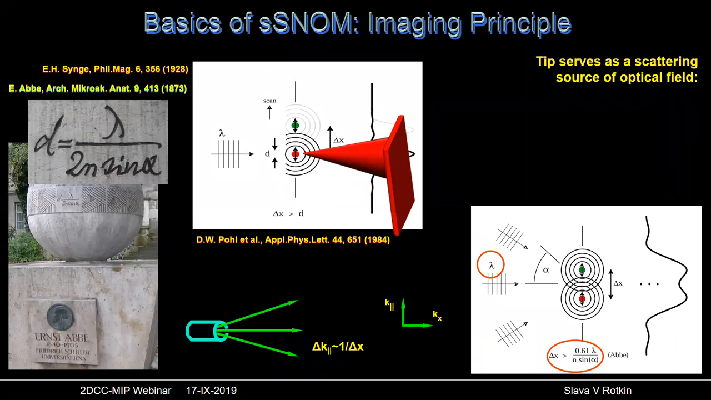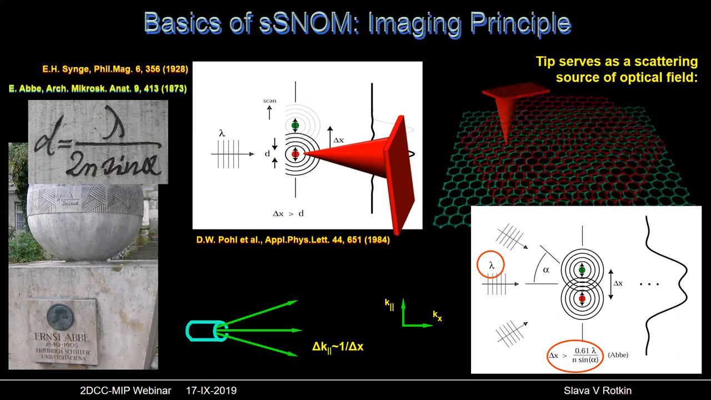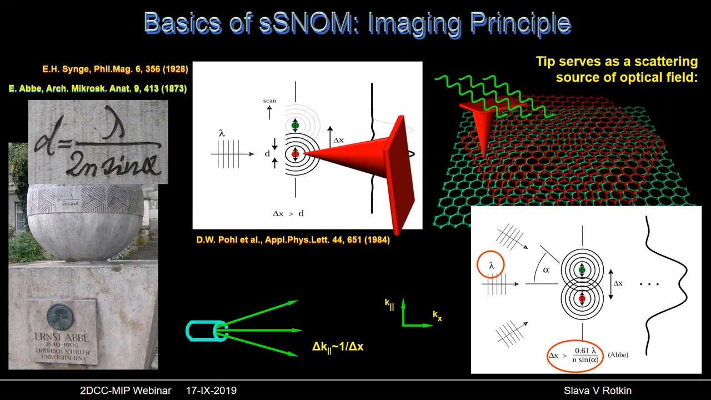So the capability to obtain this image is outlined in this animation. You scan the AFM over the sample and you shine the laser light at the same time. By doing so, you record the image, and this image has a resolution which is related to the radius of curvature of the tip and not the wavelength of the light.